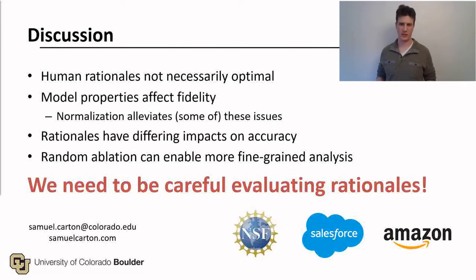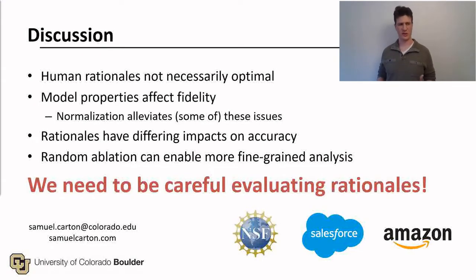So that was a lot of information in a relatively short talk. We analyzed the fidelity of human rationales, and we proposed extensions to the basic fidelity metrics, including normalization, accuracy analysis, and random occlusion of tokens. The main takeaways from our study are that human rationales are not necessarily optimal, and that model properties have a big impact on rationale fidelity assessments, and that fidelity itself is not necessarily correlated with accuracy.